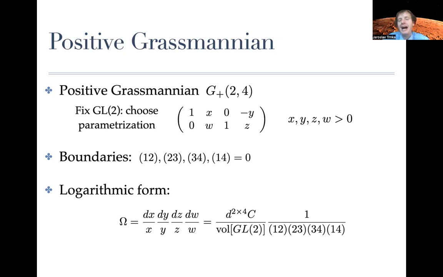So I can undo that parametrization and write it in invariant form without fixing the parameters. It has this form: four minors in the denominator, 1 2, 2 3, 3 4, and 1 4. It's a form in all parameters of this matrix modulo the GL2 redundancy. If I choose the parametrization that I used here, it immediately turns into this form in terms of x, y, z, and w.